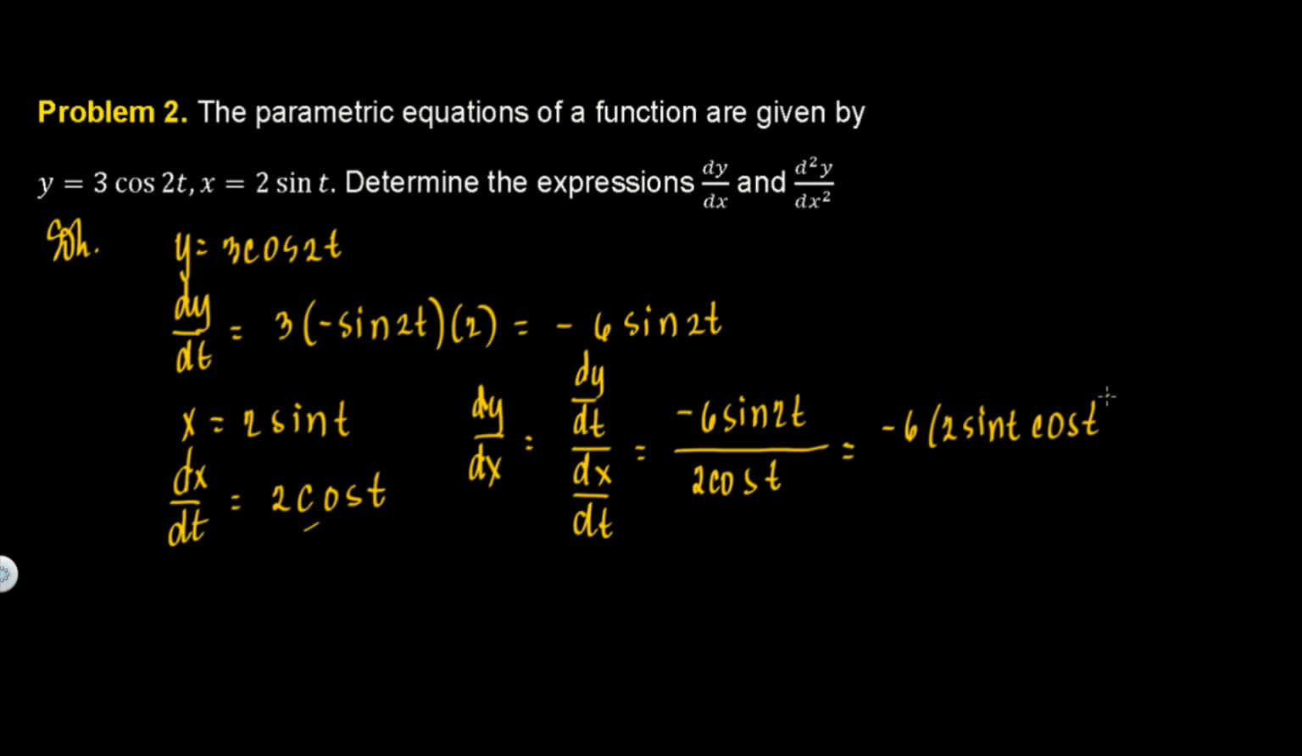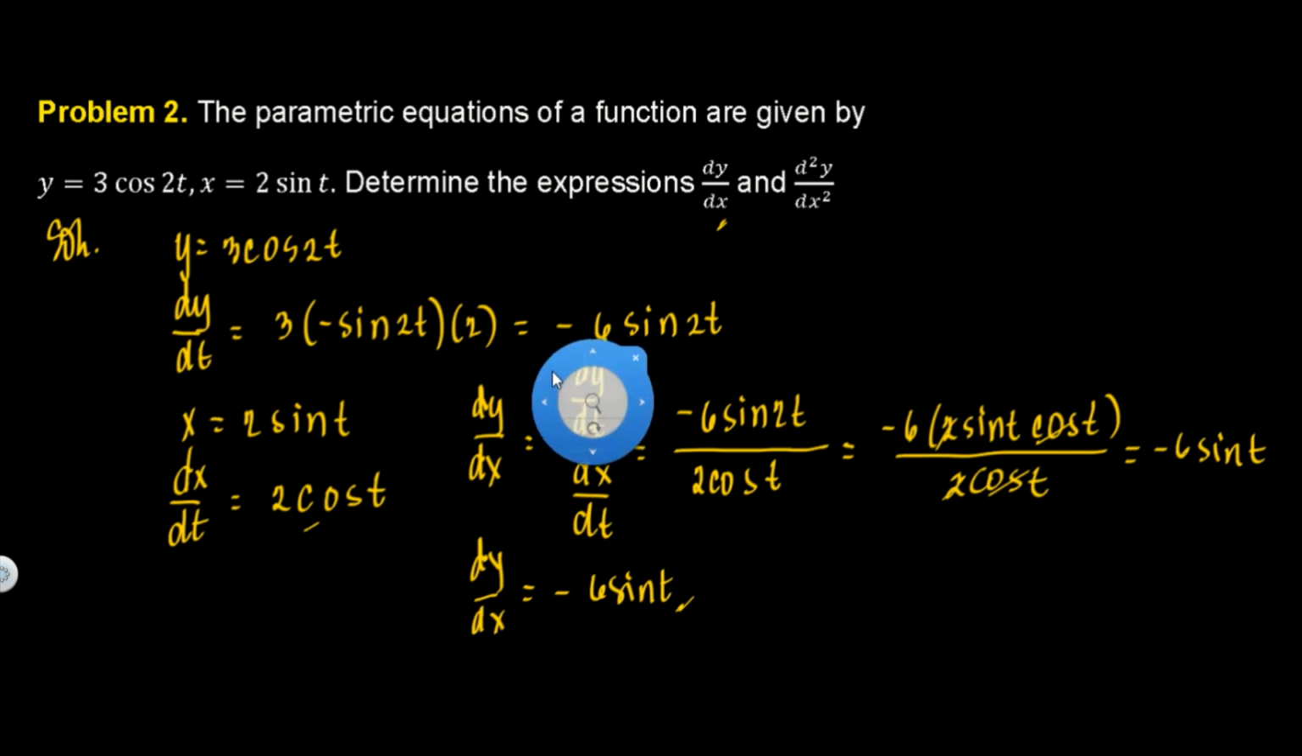We discussed this last time, no? So over 2 cosine t. Okay, so cancel, and the 2. So what remains is minus 6 sine t. So dy over dx is equal to minus 6 sine t. So this is the answer for this, dy over dx. Okay, so let's solve the second derivative.